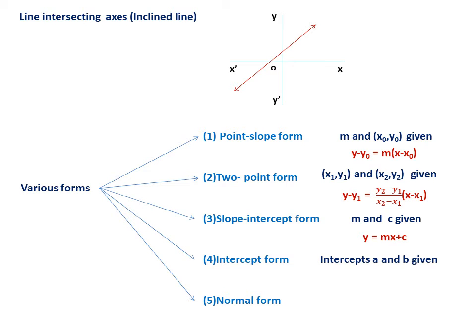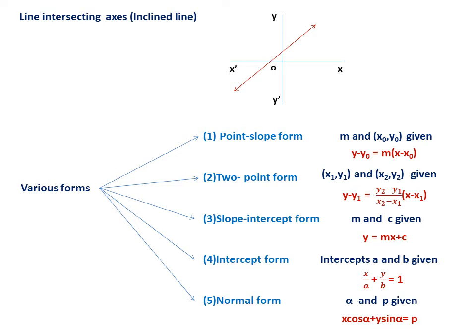And the fourth one, intercept form, a and b. The equation is x by a plus y by b equal to 1. And the normal form, alpha and p given, and the equation is x cos alpha plus y sin alpha equal to p. Sometimes in textbooks, instead of alpha, a different Greek letter is given. Don't worry. So these are the 5 cases.